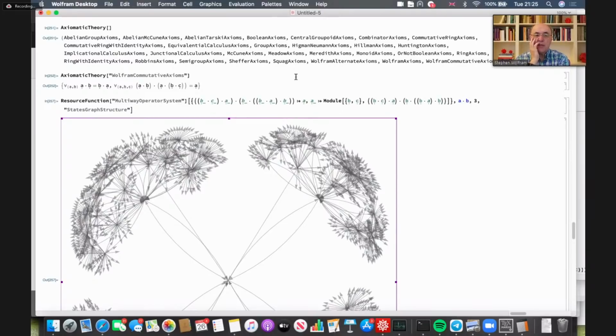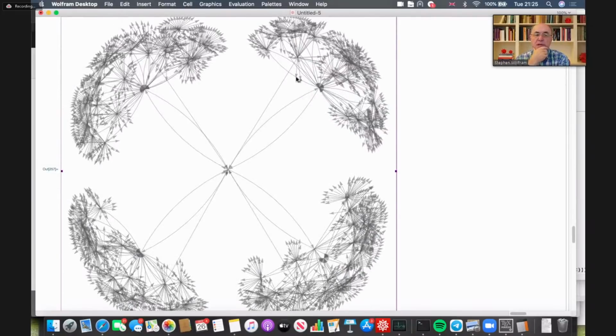Okay, so let me understand what this is doing. So this is applying the axioms to make equivalence expressions. And now you're claiming, so what does the whole Stone business say about this? What does it tell you about this?